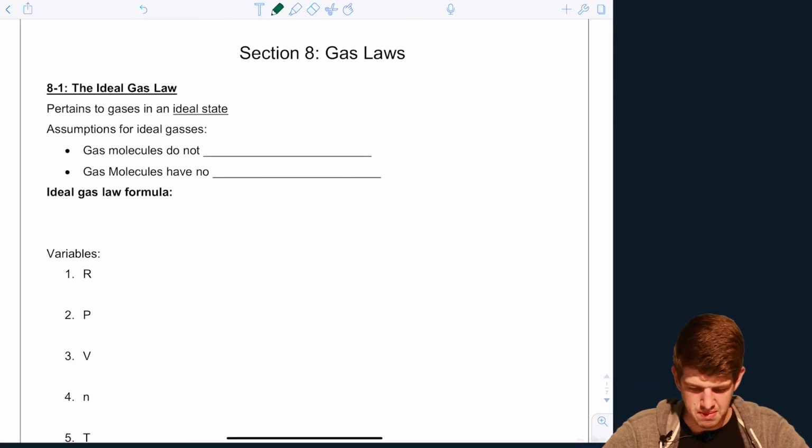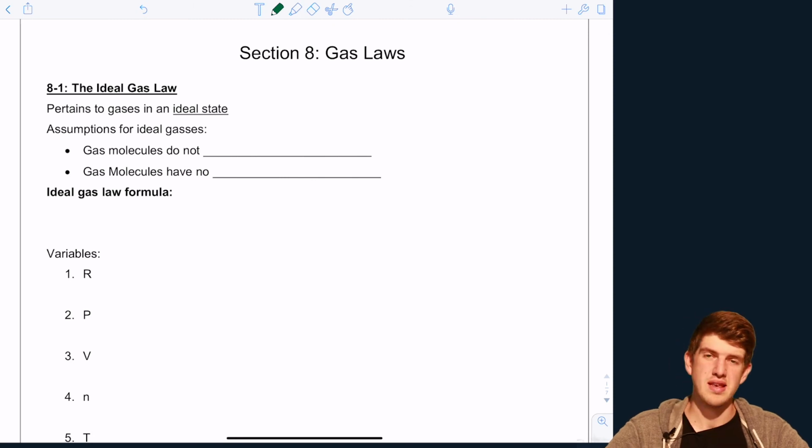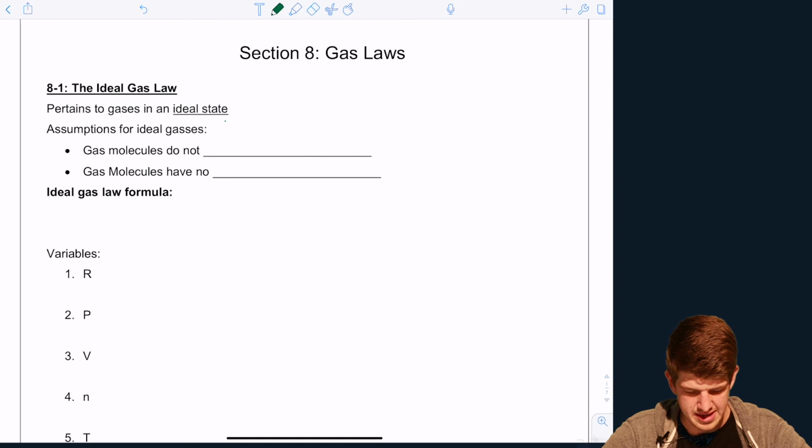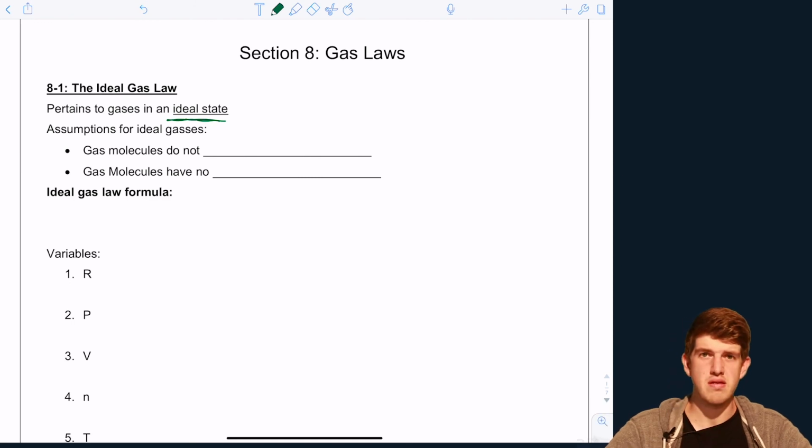So the next thing we're going to talk about are the gas laws. And the gas laws that we're going to look at pertain to gases in an ideal state. So these aren't the gases that you are familiar with and you have seen, let's say, in like party balloons or anything. These are fictional gases that we've made fictional to kind of help with calculations and our understanding.